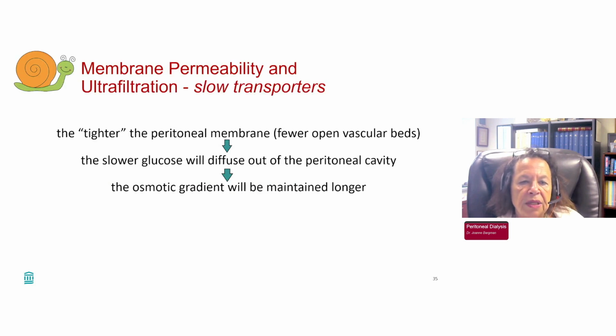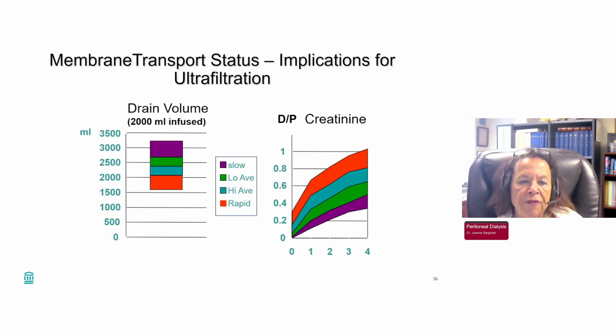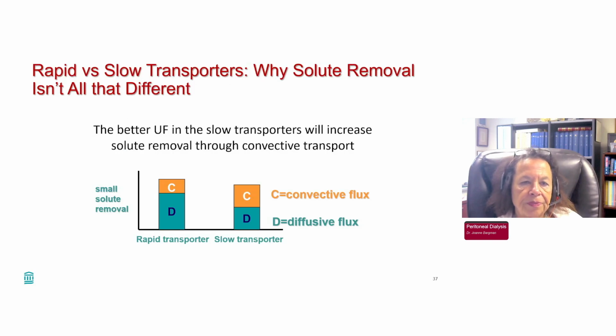So this is the slow transporters. They will have the opposite. The glucose will hang around longer in the peritoneal fluid, and therefore the osmotic gradient will be maintained longer. So when you look at the drain volume, which is really the ultrafiltration, you can see that if you put in 2,000 and the drain volume is 3,000, you've actually ultrafiltered 1,000. And you can see that the slow transporters, the purple ones, have got the best ultrafiltration, and the rapid transporters in red have the least ultrafiltration.